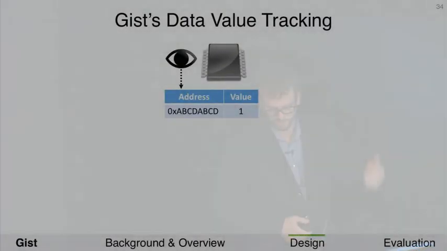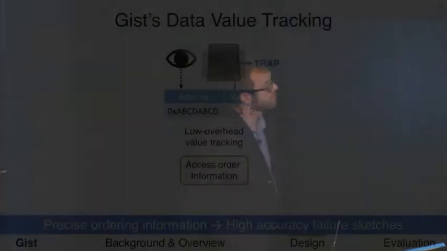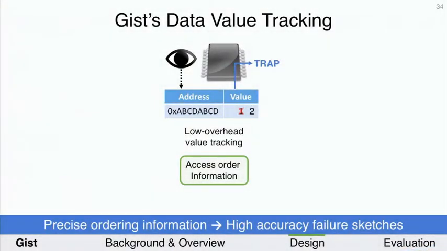All right, so for tracking data values, GIST uses another hardware feature, namely watchpoints. Watchpoints can observe a certain address in a program and cause the CPU to trap if there's a read or a write access to that address. It can be configured to be just read, just write, and so on. And it can do all of this with low overhead. Another really important thing that we can do with watchpoints is track the total order of execution of statements accessing the memory and augment failure sketches with this information. Now, this information is critical. It's critical to obtain this ordering information in order to reason about failures for which the root cause is a concurrency bug.